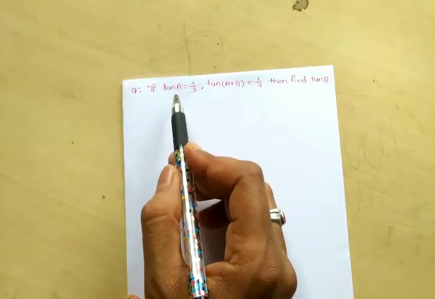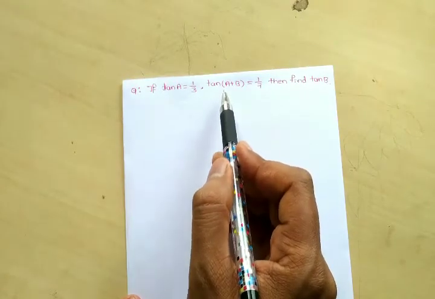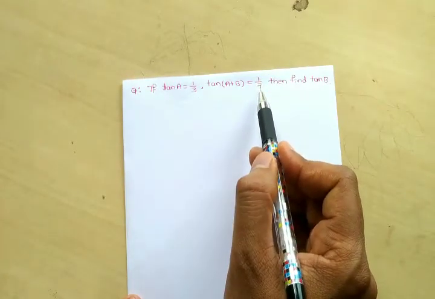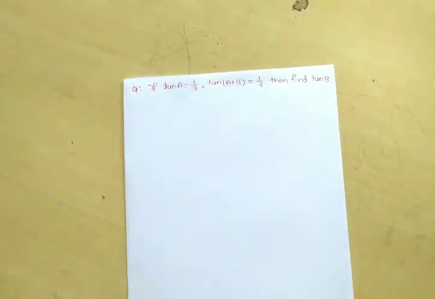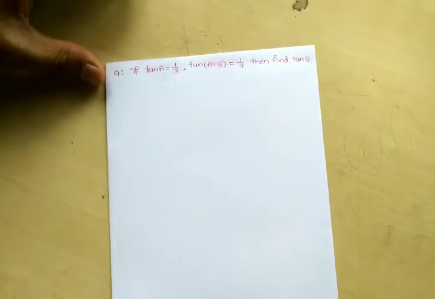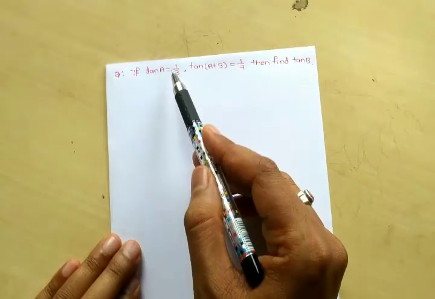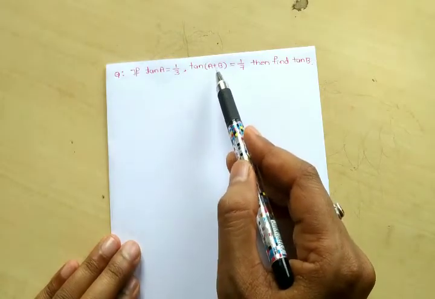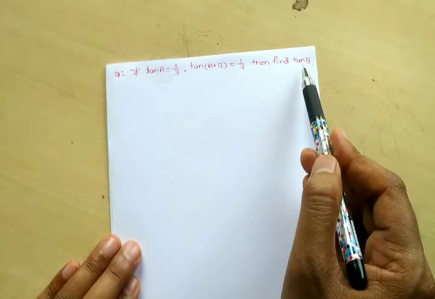Next one, if tan a is equal to 1 divided by 3 and tan a plus b value is 1 divided by 7, then you need to find out which value here? Tan b. Okay, so here see, tan a value is given, tan a plus b value is given. So using these two you need to find out tan b.